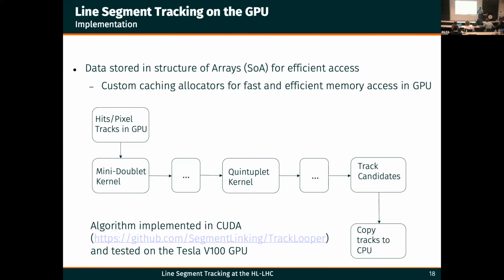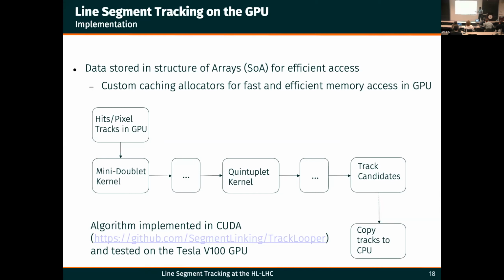So the way we went around implementing it in the GPUs is that all these objects are created in sequence. All the mini doublets get created first, then the segments will use the information created by the mini doublets to create segments, and so on. So the object creation is sequential, but each of these blocks is parallelized. For instance, when it comes to quintuplets and so on, there are a lot of complicated selections involved, but you can parallelize each of these steps in a GPU, essentially.